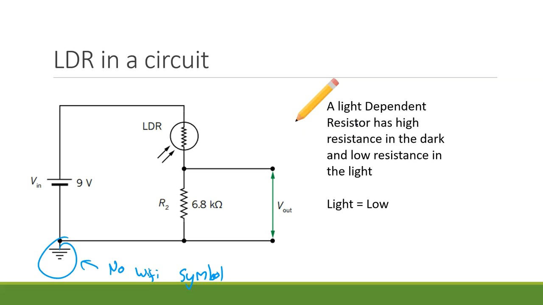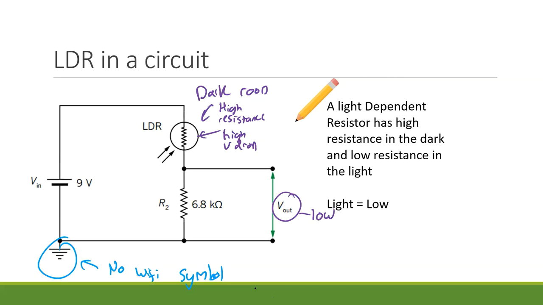Let's say we've got a dark room. I'll do this in purple. If we have a dark room, then this will have a very high resistance. High resistance means that this will have a high voltage drop, which means the V out coming out will be very, very low. So that means you're not going to get much electricity out.